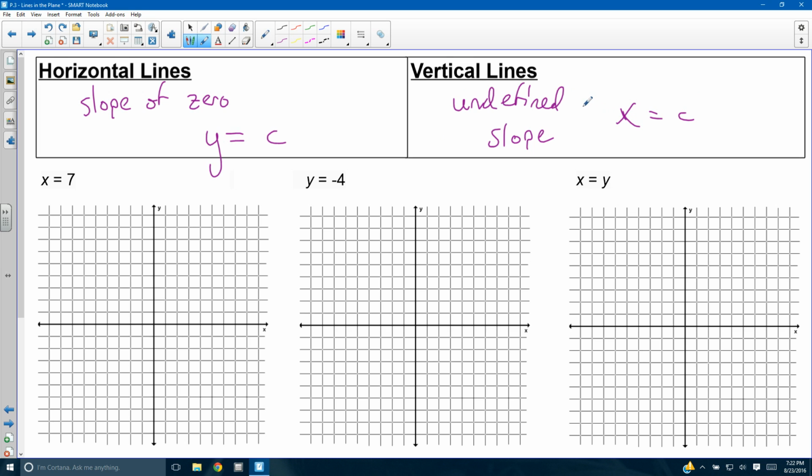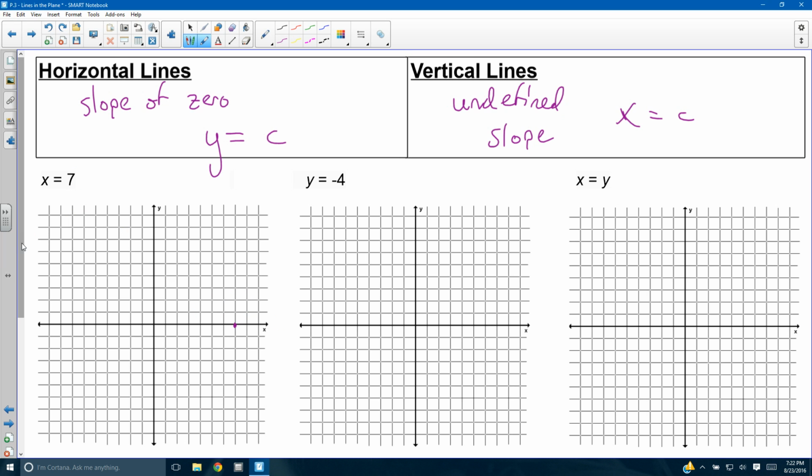Now people get these lines really confused, and I understand why, because we think of x as left and right. X goes in the left and right direction, but when you're referring to something like this example here, x equals 7, we're referring to the point x equals 7. 1, 2, 3, 4, 5, 6, 7. Now, it's not a point either. It's still a line.